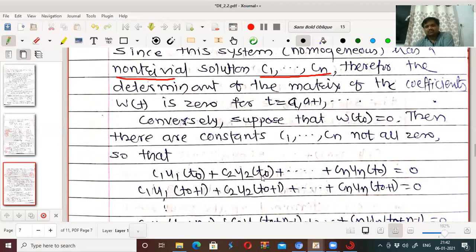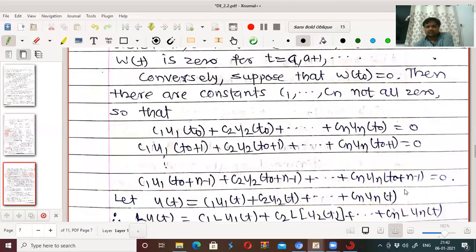c1 u1(t0) plus c2 u2(t0) up to cn un(t0) equal to 0. c1 u1(t0+1) plus c2 u2(t0+1) up to cn un(t0+1) equal to 0. And this is the nth equation: c1 u1(t0+n-1) plus c2 u2(t0+n-1) plus up to cn un(t0+n-1) equal to 0. So what we are saying is, if the Casoratian at t0 is equal to 0, that means the determinant of the coefficients of this homogeneous system is equal to 0, then this system has a non-trivial solution.